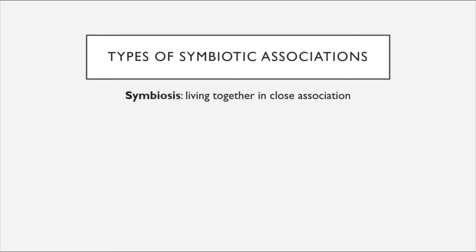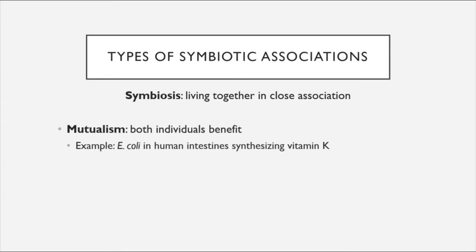Symbiosis is defined as living together in close association. Parasitism is just one type of symbiosis. There are a variety of different types of relationships between separate organisms that fall under this category. One of them is mutualism, and mutualism is a symbiotic relationship wherein both individuals benefit. So for example, E. coli cells grow in the human gut where they synthesize vitamin K that our bodies then use. The E. coli get a place to live, and in return, they generate vitamin K for us. This is a mutualistic relationship in which both species benefit.